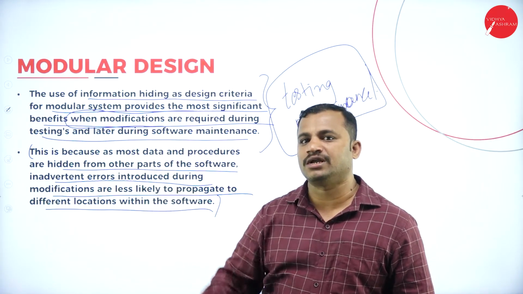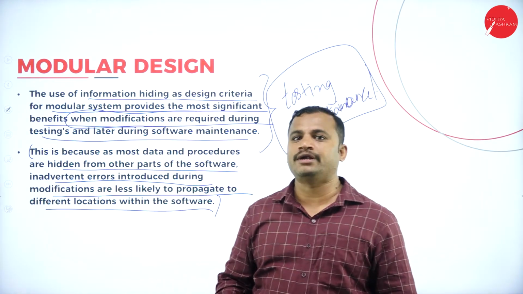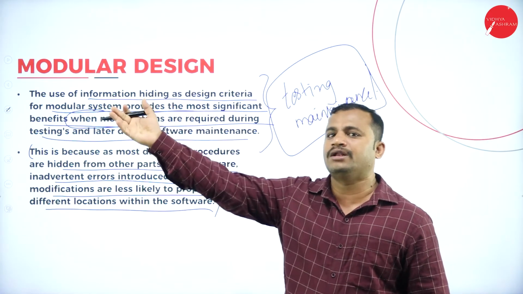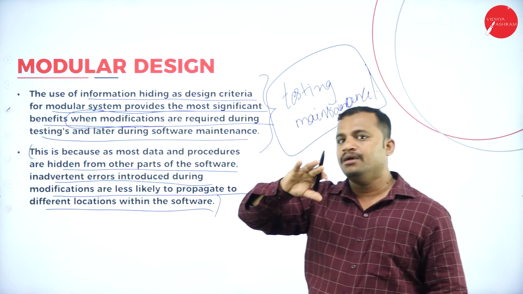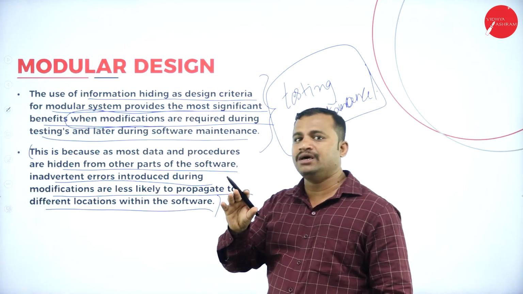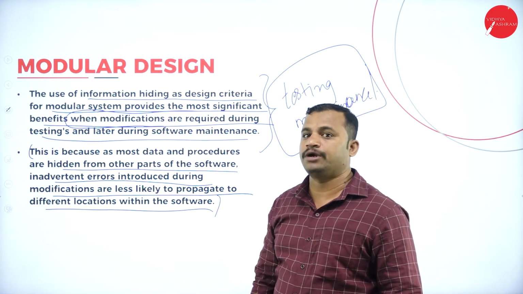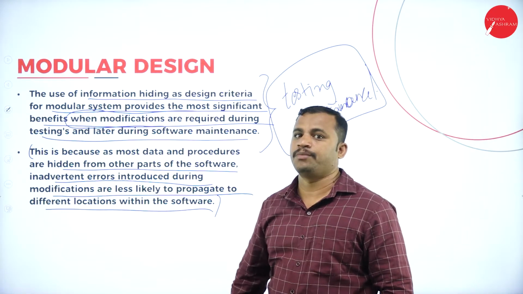Once the modifications are informed, they can be easily incorporated, and the locations where the modifications are incorporated will not propagate into other modules. So that has to be maintained very effectively using module independence. That means the functional independence property of that. That means the cohesion property of that.